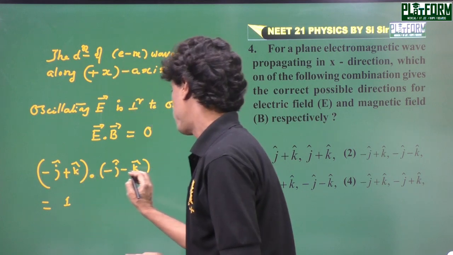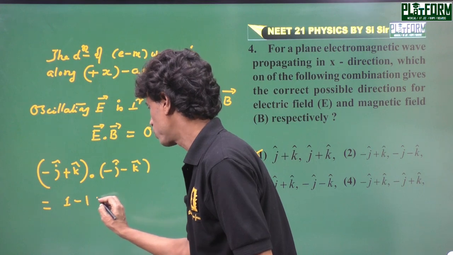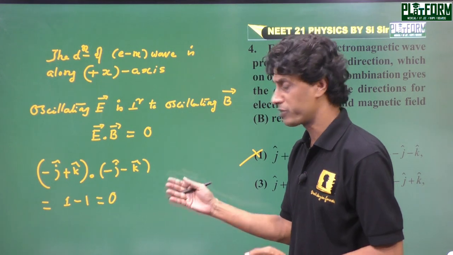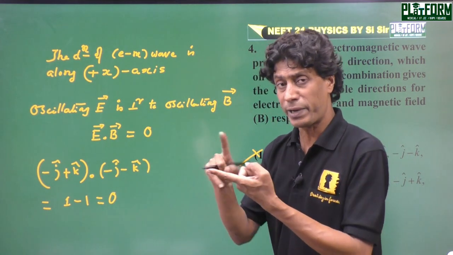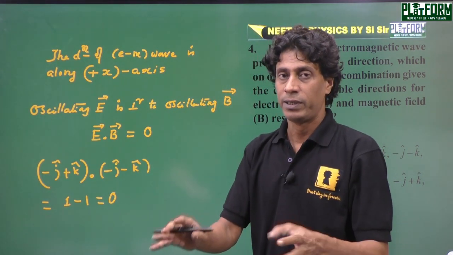K dot minus K, K dot minus K, it is minus 1. So the dot product of the direction of electric field and magnetic field becomes 0. It means electric field and magnetic field are perpendicular to each other. It is a very important concept.